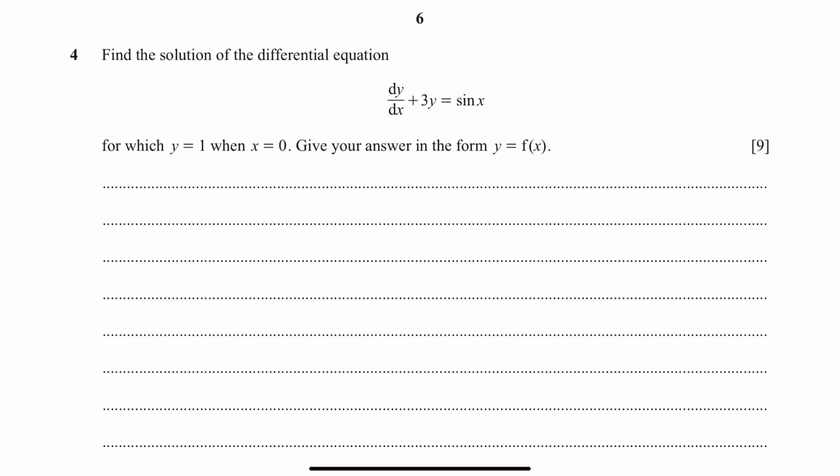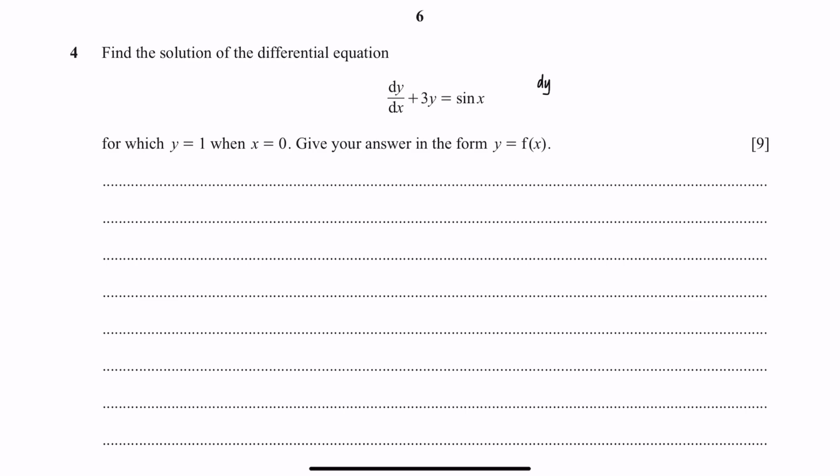Question 4 is a first order differential equation. So first we need to check if the equation is arranged in this order. So the order is dy over dx plus py equals q. So there shouldn't be anything in front of the dy dx, and the y should be on the same side as the dy over dx. And this should be something that does not include the y. So this is in the correct form. So we can start doing it now.